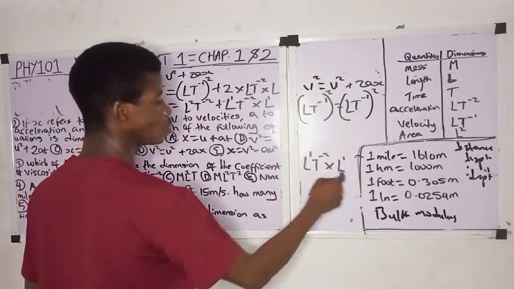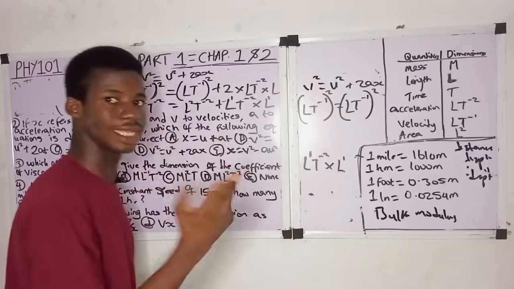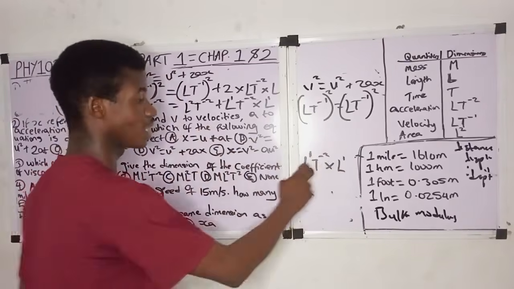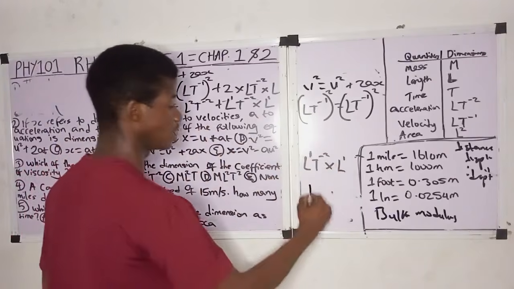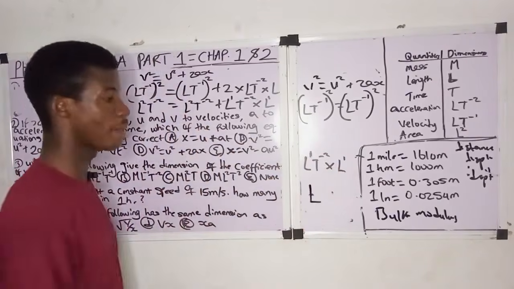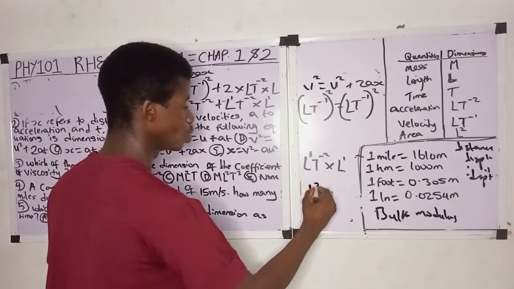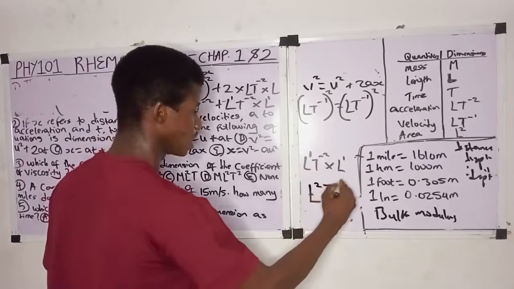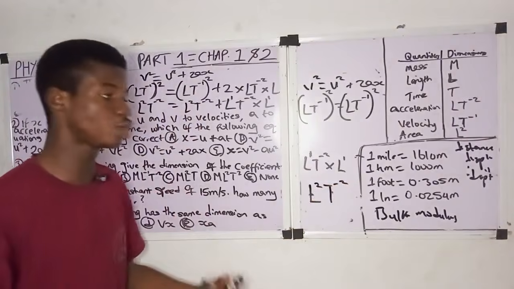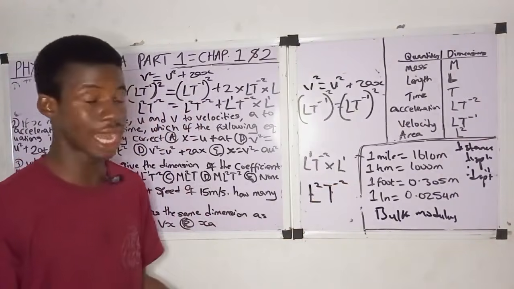Look at this. You find that these two bases are the same, right? They are multiplying each other, right? What are we going to do? We take one of the bases, and we add their powers. So 1 plus 1 gives us 2. So now, times this one, we now have L2 T raised to minus 2, right?